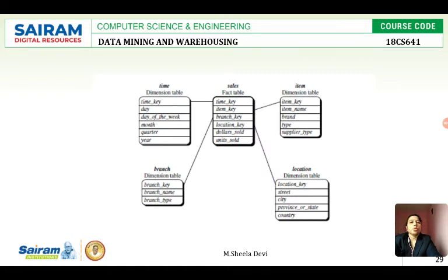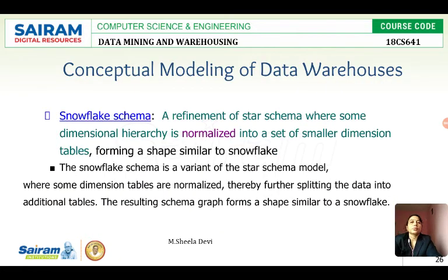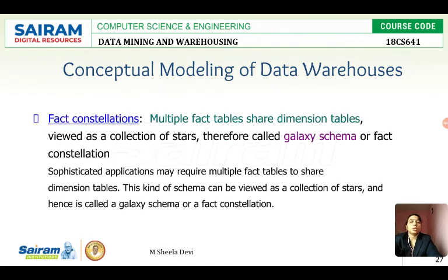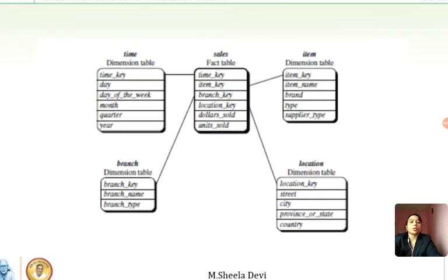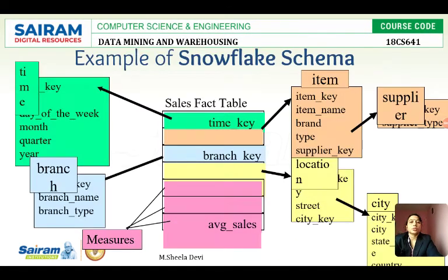Yes, next we'll move on to fact constellation. Before that, snowflake schema. So what is snowflake schema? In this we'll be having a fact table as in the previous type, and also dimension tables for its own dimensions. But in the snowflake schema we'll be having different levels of dimension table. Not only one dimension table, we'll be having different levels of dimension table. So this is the speciality of the snowflake schema. Let me show you the diagram of this snowflake schema.